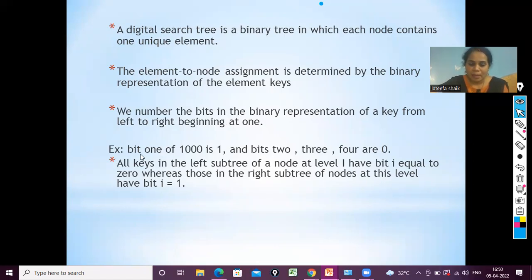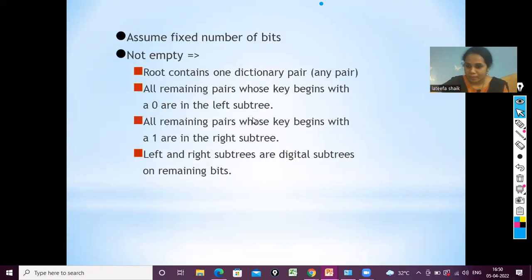We'll see an example. Here there is an element we consider, that is 1000. The first bit of this element, the key, is 1, and the other three bits are zeros, nothing but 1 triple zero. Whenever you are inserting an element in the tree, you are supposed to consider a fixed number of bits in the digital search tree. The root element is the element which comes first in the order; that will be the root.